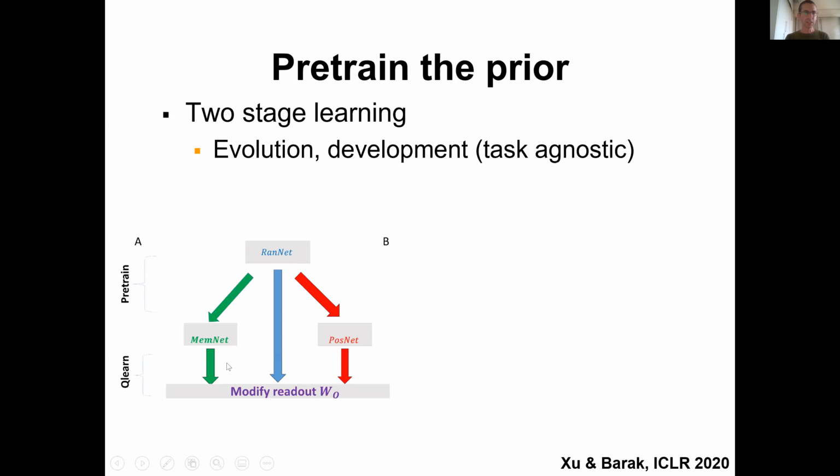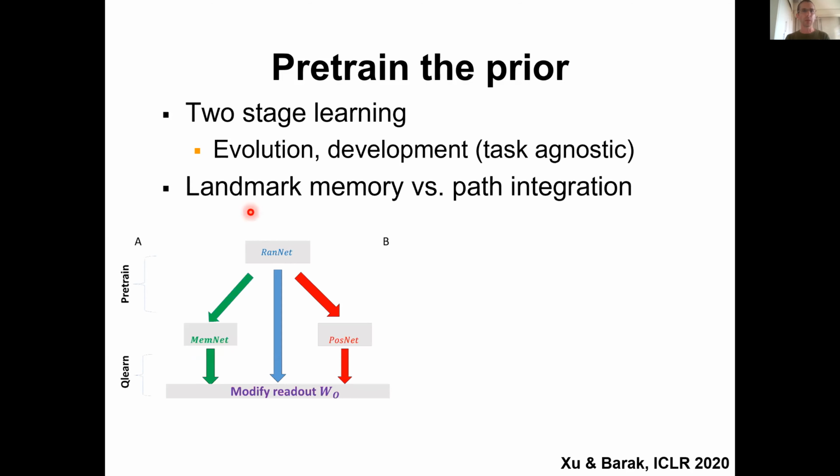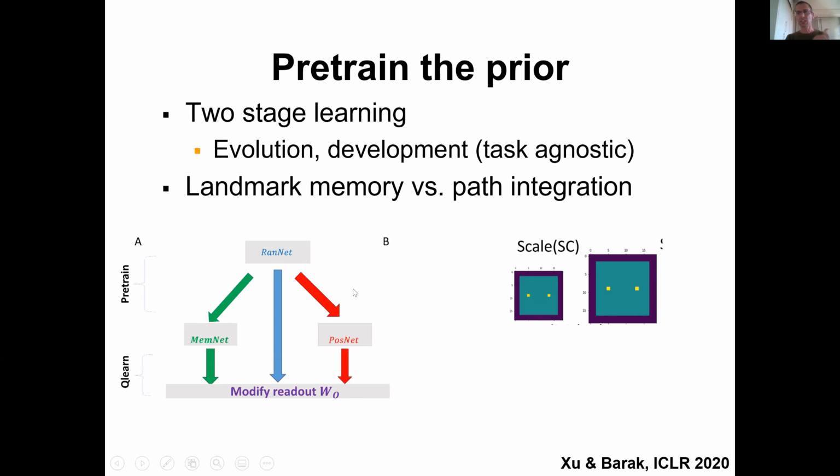And this was either landmark memory, the MemNet, where the network was encouraged to remember the identity of the last wall encountered, north, south, east, west, or path integration, the PosNet, position, where the network was encouraged to remember the actual position of the agent while it was running around. So this was modifying the internal connectivity of the network without any task. Then we trained, using Q-learning, a task using only the readout of the network.